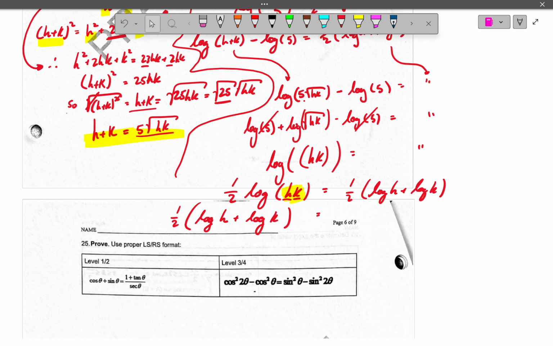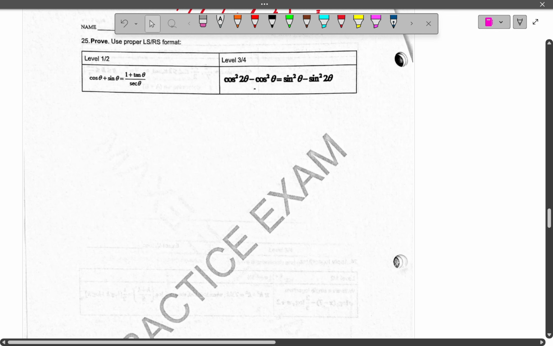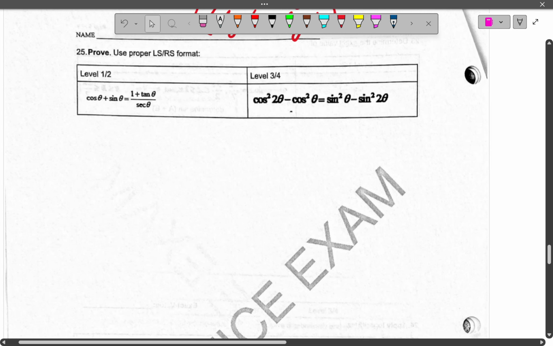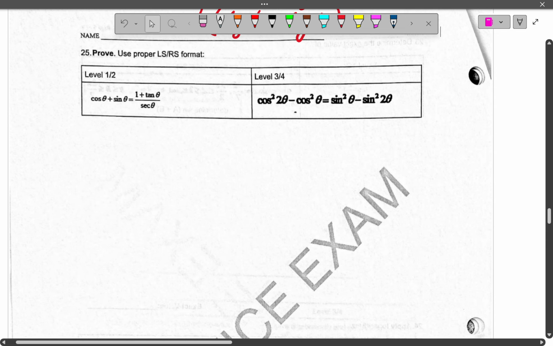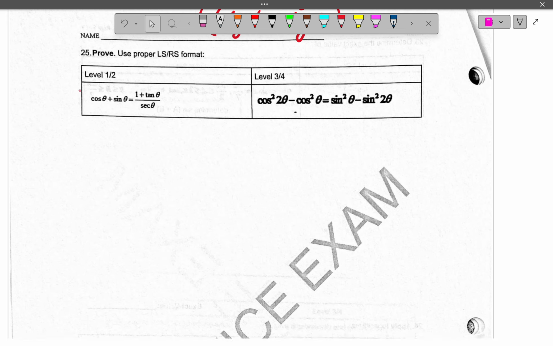Okay, and then we have more left-hand side and right-hand side proofs. These are now just trigonometry. So you can again choose whatever side you want to start on, and then move to the other side. I'm just going to follow the same idea of taking the left-hand side, and I'm going to show that it's equal to the right. So if I have cosine theta plus sine theta, I want to show that it's equal to 1 plus tangent theta over secant theta.